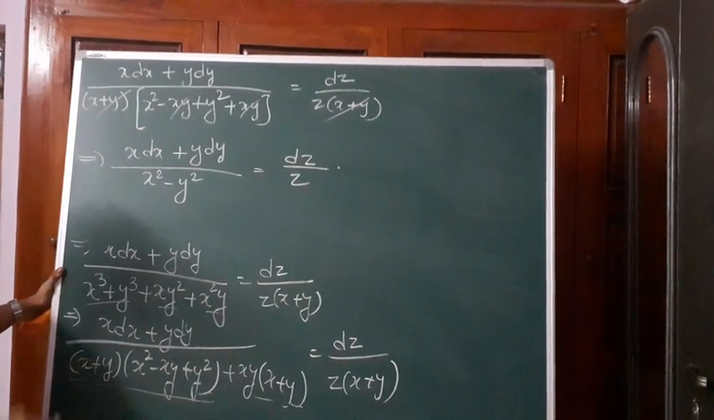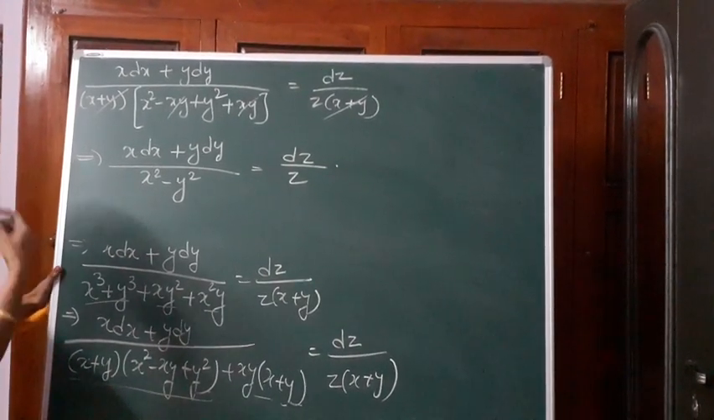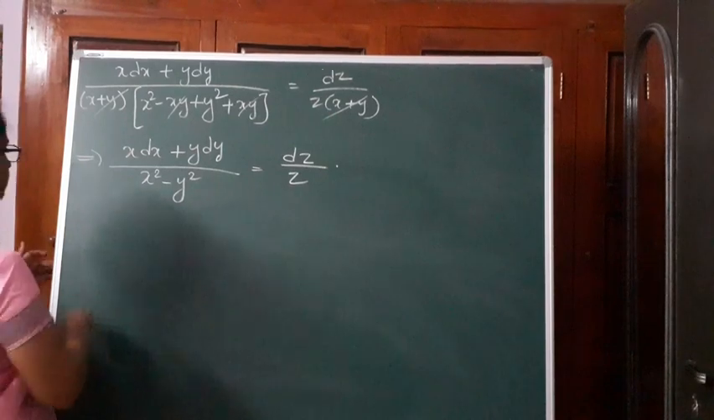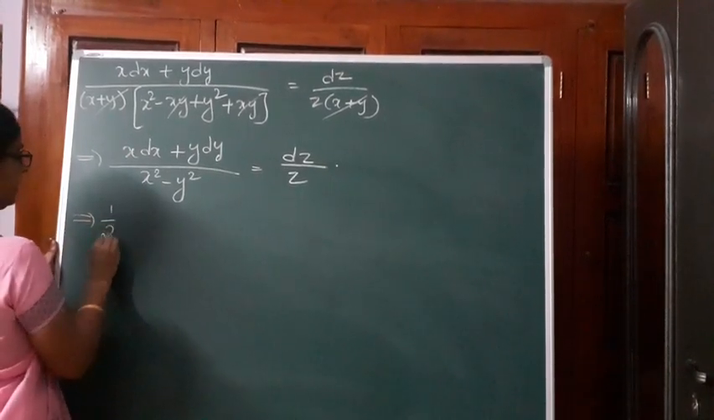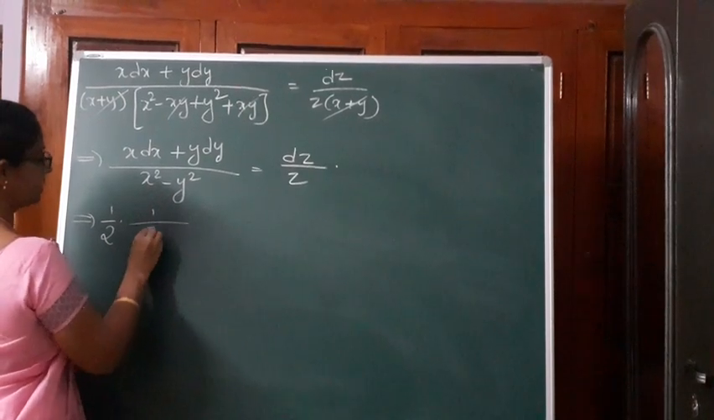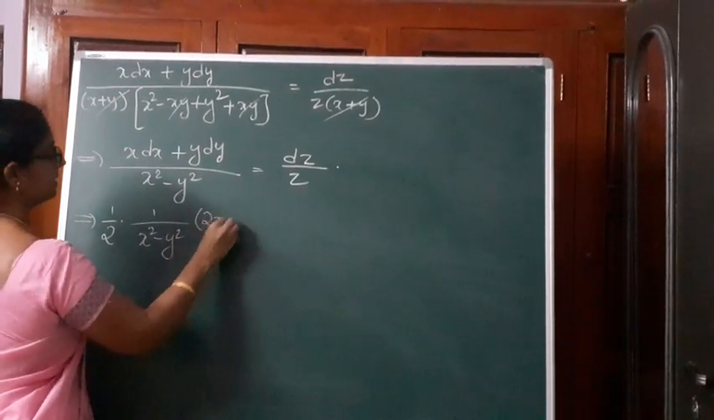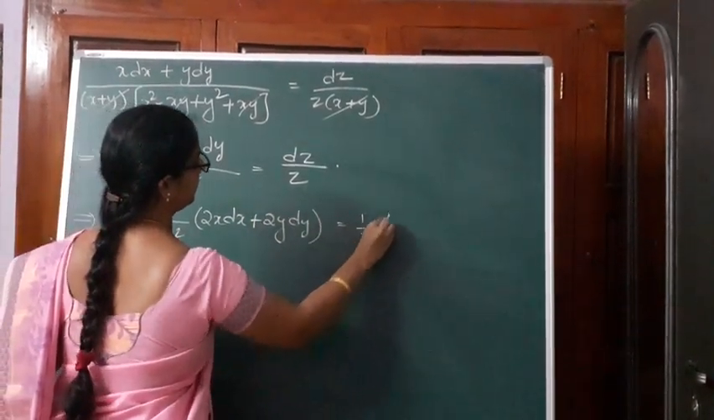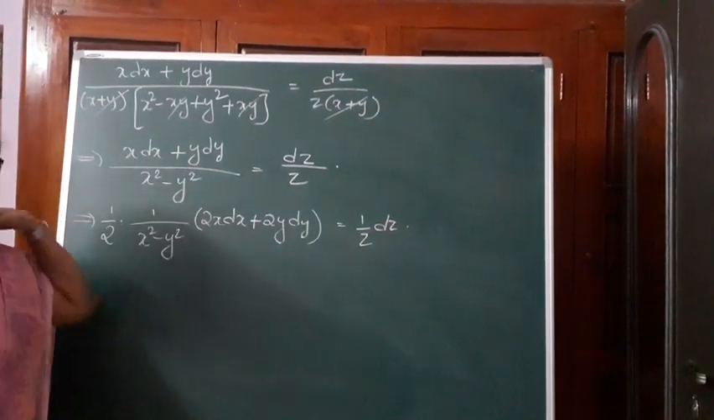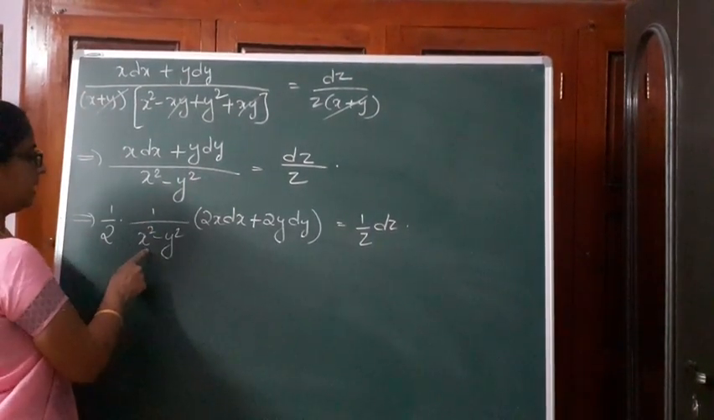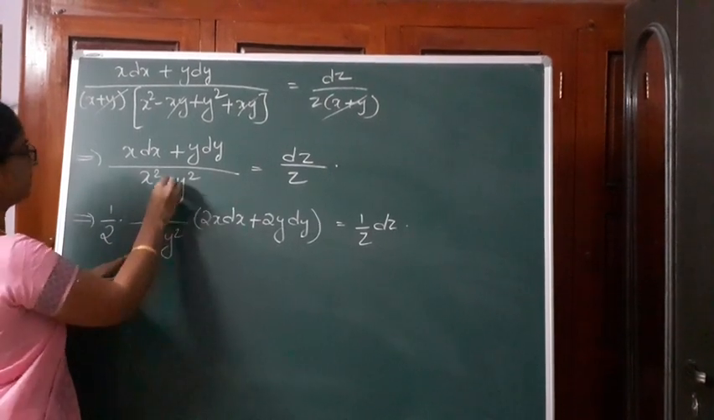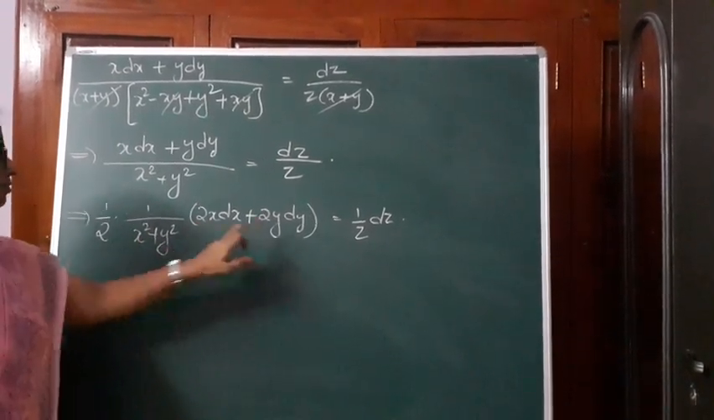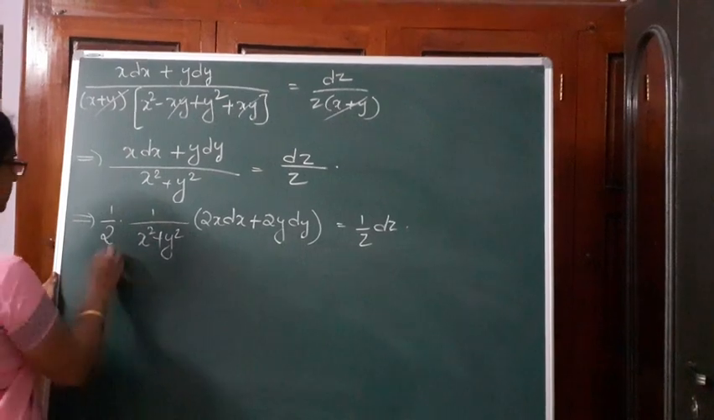Okay. Now we can integrate both sides. First let me multiply the left hand side with 2 and divide with 2. Multiplying and dividing with 2 we get 1 by 2 into 1 by x square plus y square into 2x dx plus 2y dy is equal to 1 by z dz. Now if we observe the left hand side, this is 1 by x square plus y square into derivative of x square plus y square, that is 2x dx plus 2y dy. Now let us integrate both sides.